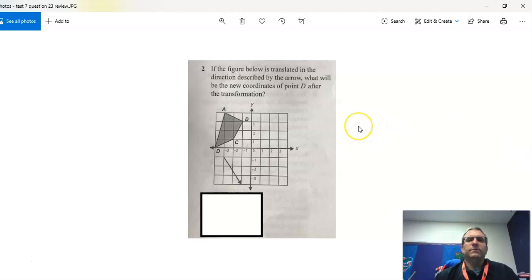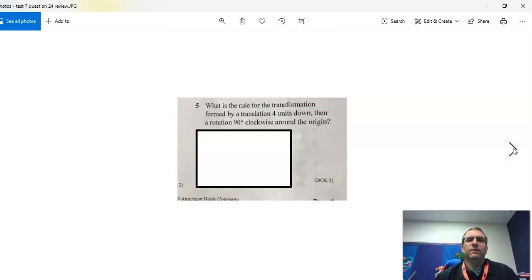In this one, look at what the arrow is doing, going down 3 over 2. What will the new coordinates be for point D? If point D went according to what this arrow is doing, or what is called a vector. All right, what is the rule for the transformation?